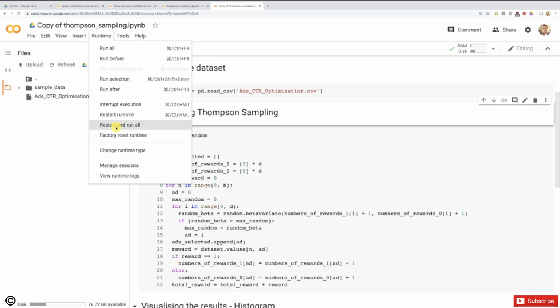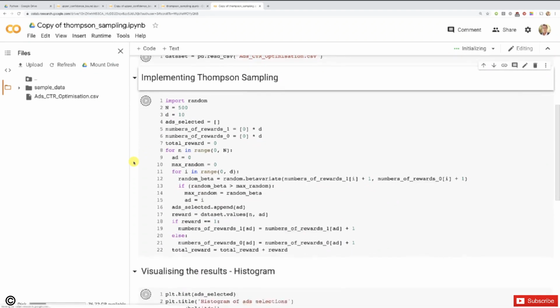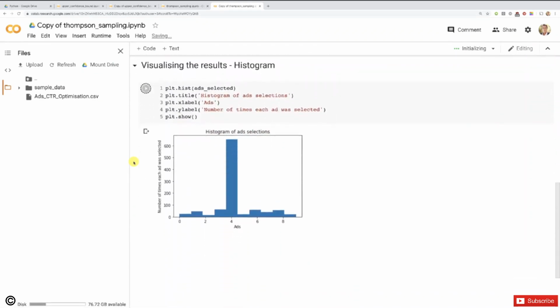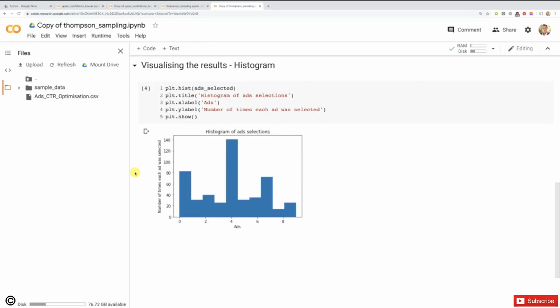Are you ready? We're about to reveal the ultimate truth. Let's do this. Yes. And now all the cells will be running again. And let's see if Thompson simply can figure out the best ad in 500 rounds. And congratulations, Thompson sampling, it was indeed totally able to figure out that ad of index 4 with the highest conversion rate in as little as 500 rounds.